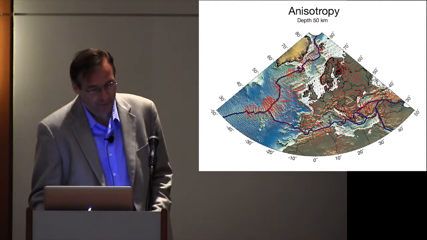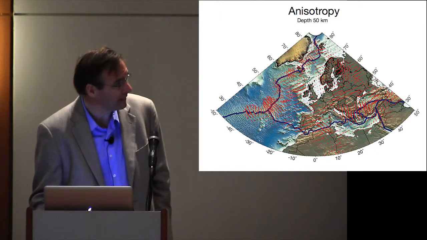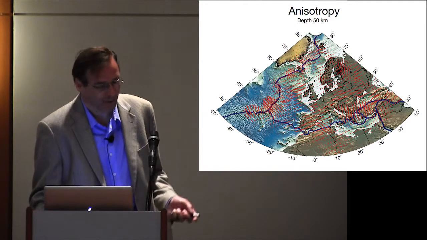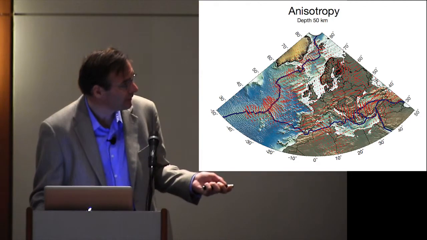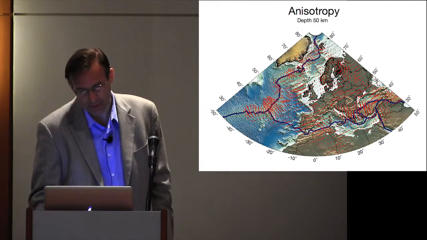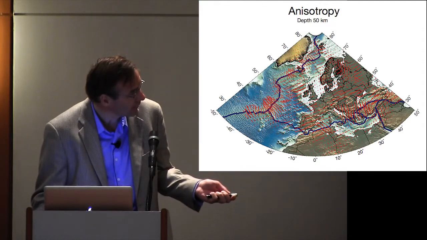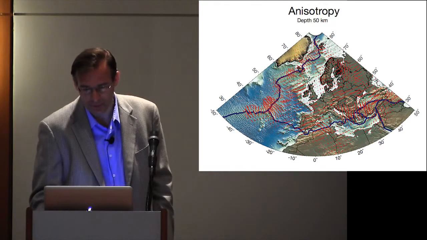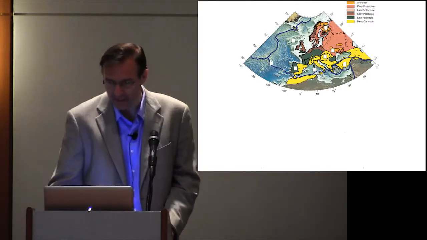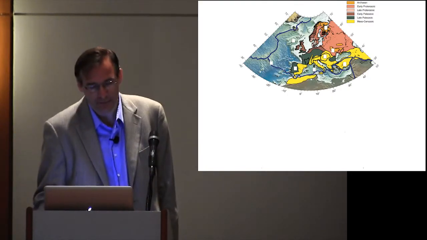At 50 kilometers, so shallower depths, maybe seeing deep crustal anisotropy, you see the signal is weaker. You still see the spreading perpendicular to the ridge, but you also see interesting features in, say, here underneath the Baltic shield, and that's a crustal flow. So if we investigate that a little bit further, looking at some profiles here.